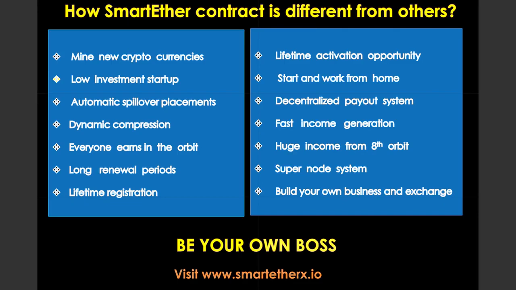Along with this, this smart contract is designed in such a way that every member in each and every orbit will earn an income. You'll get a renewal period of 60 to 100 days through this smart contract design. The registration will last for a lifelong period, and it comes along with a lifetime activation opportunity as well. Activation can be done after the registration process whenever the contractor gets time. We can all operate the system from home, at work, or anywhere we are.